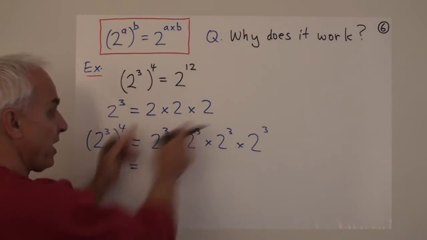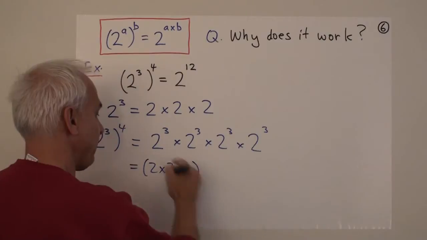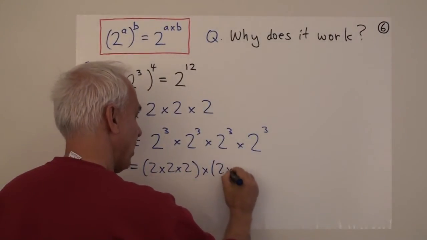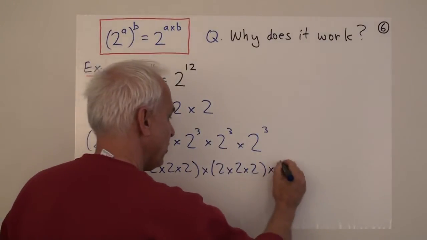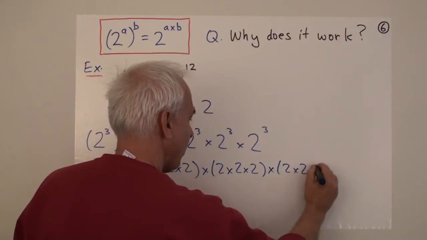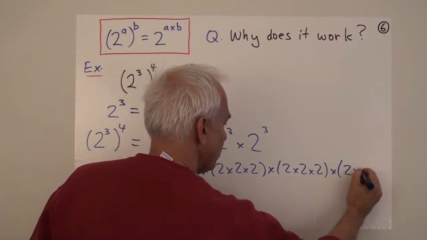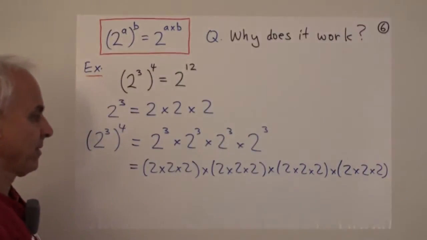Well, 2 cubed, we know what that is. It's 2 times 2 times 2. So let's put a 2 times 2 times 2 there. That's the first 2 cubed. And then the next 2 cubed is 2 times 2 times 2. And then the third 2 cubed is 2 times 2 times 2. And finally, the 4th 2 cubed is also 2 times 2 times 2.